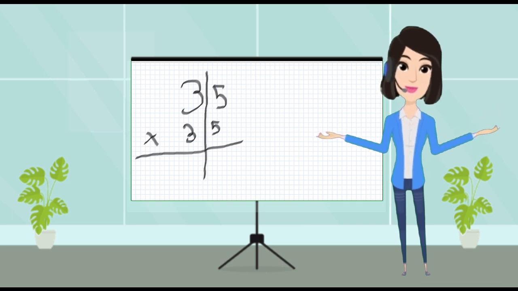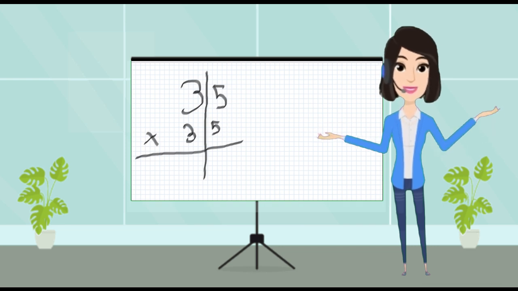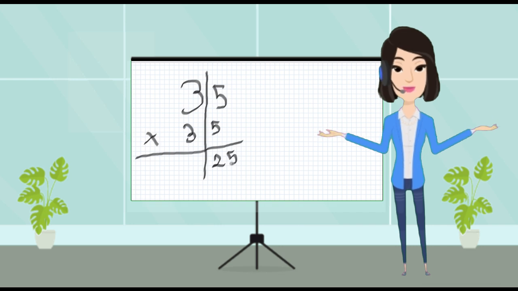For the first part of our answer, we're gonna look at the one section or the unit section. It's 5 times 5. 5 times 5 is 25. That's the first part of our answer. We put 25 whole down there.